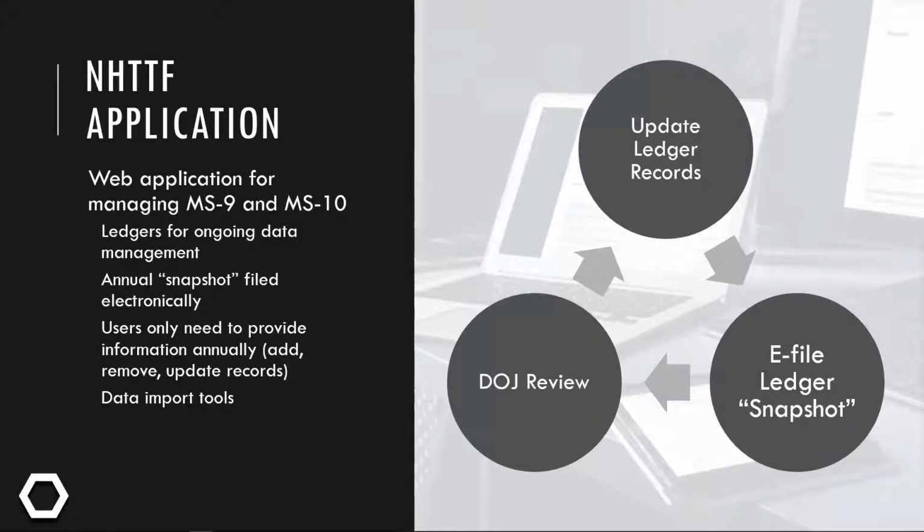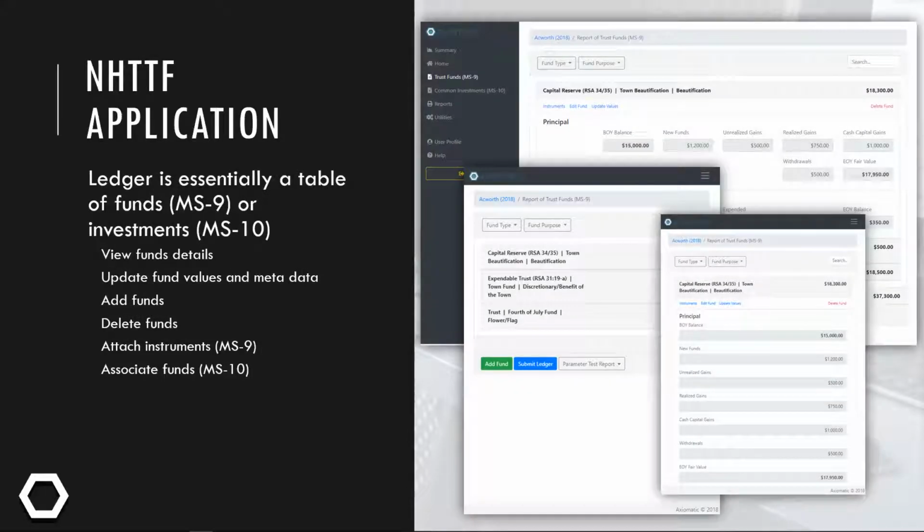When you roll the information forward, all you have to do from that point on is provide the delta, so any values that have changed, any new funds or new investments, and removing any funds or investments that have been sold or have expired. So the idea is to eliminate all that redundant data entry and give you a place where all of your records are presented to you each year, and you just have to make updates as necessary. So we use this term ledger, and I know that has a specific meaning to many finance people, but essentially a ledger is just a table of records.